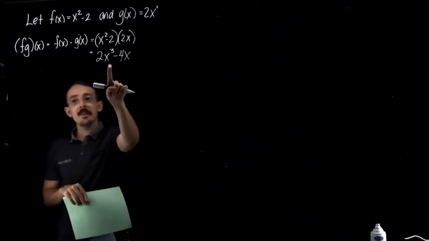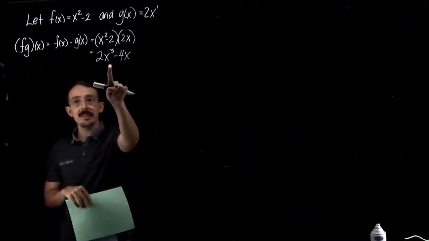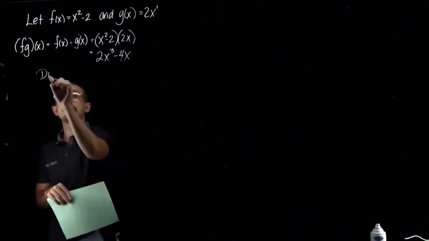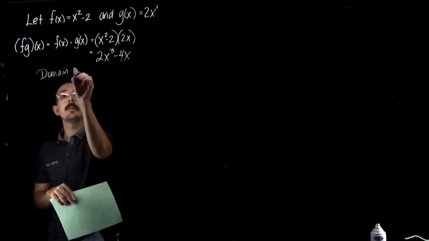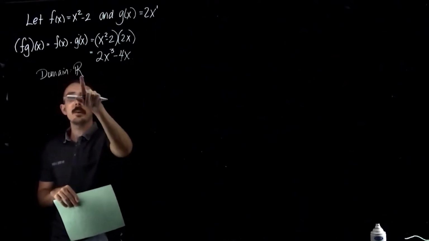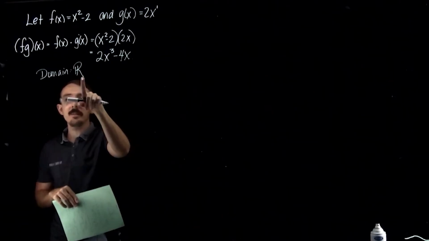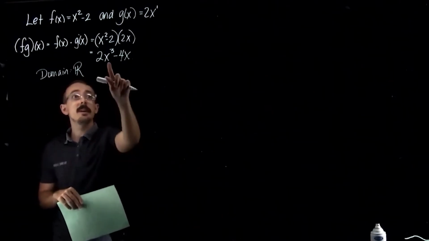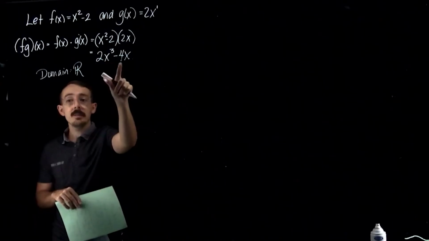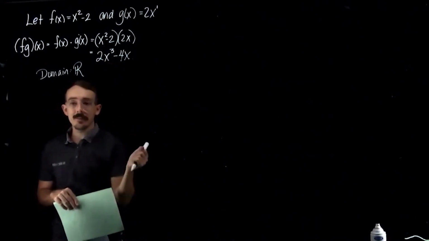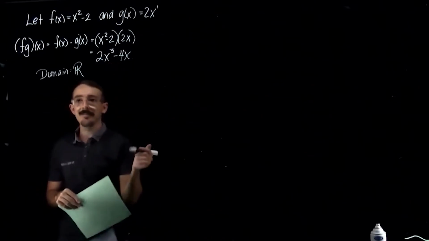What is the domain of a function like that? Well, it's all real numbers. I'll use this double bar R here to represent all real numbers. That means I can plug in any real number I want. For polynomials, you will always have all real numbers for your domain.